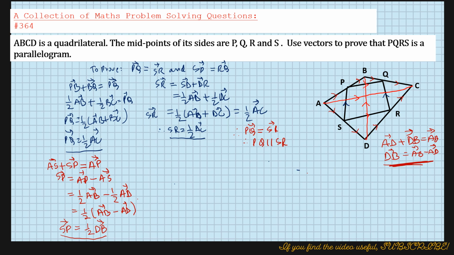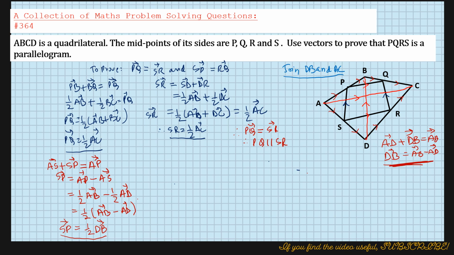So we have now got to prove that QR is also equal to half of DB. Oh, I didn't write that. I should write that we need to join DB and AC. That has to be done before that.